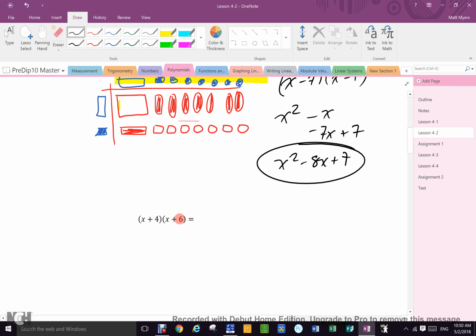Now, use your brains. Am I asking you to factor or expand this? Expand it. Which means you could FOIL x squared plus 6x plus 4x plus 24, right? Which would give you an answer of x squared plus 10x plus 24. Please tell me what you see when I highlight those numbers. I add them.